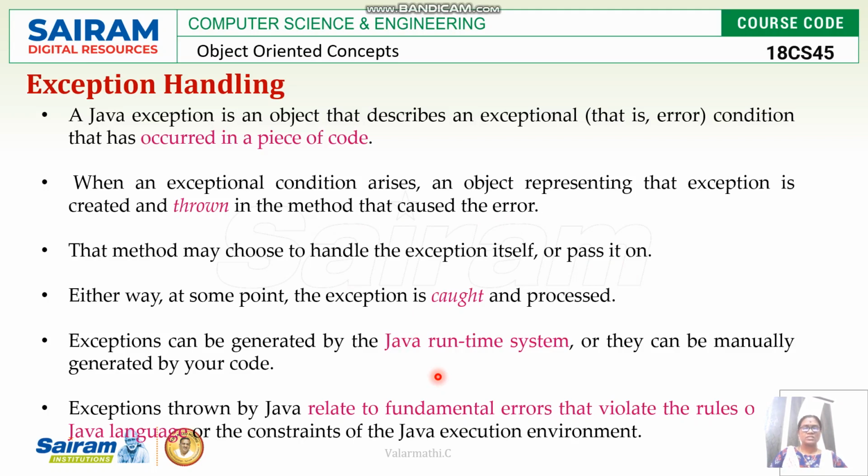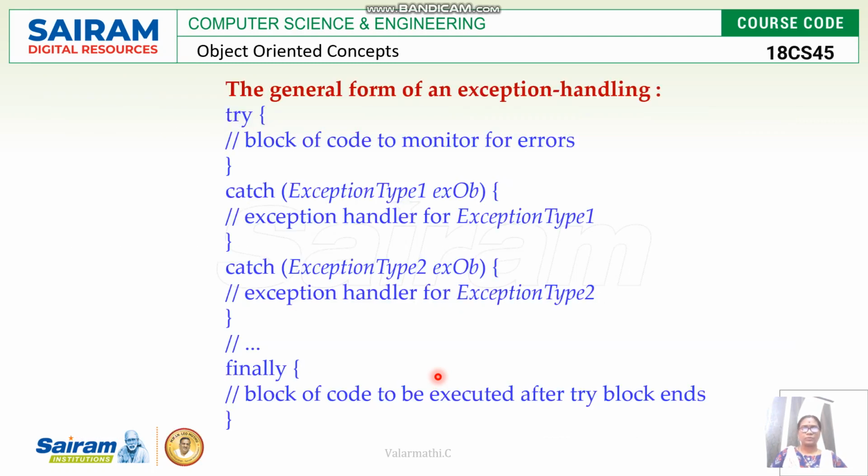How can we process exceptions? Exceptions can be thrown by Java to report fundamental errors that violate the rules of the Java language. In that situation, the exceptions will be thrown. So this is the general form of exception handling in Java.